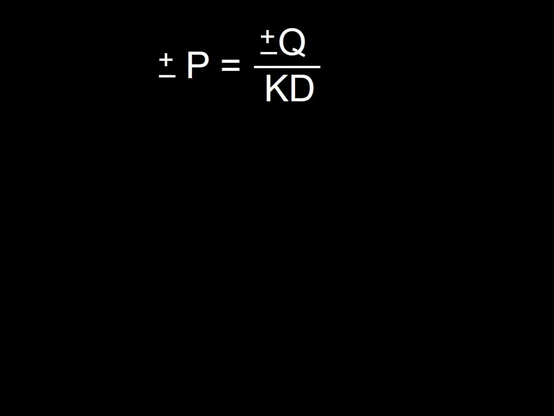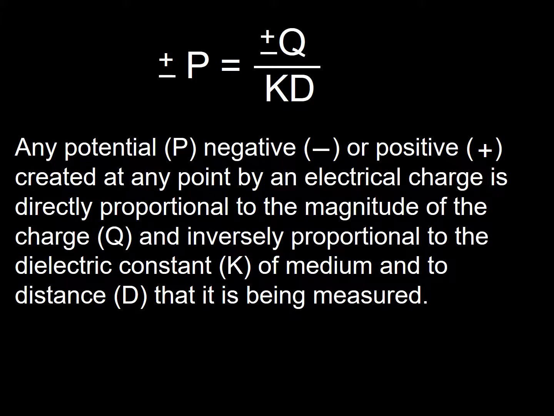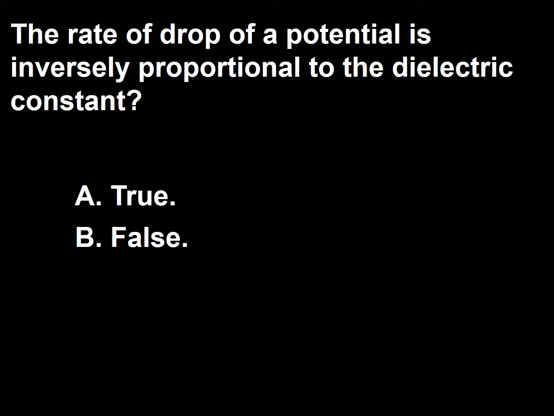This formula shows up frequently in neurophysiology books. It states that any potential, negative or positive, created at any point by an electrical charge is directly proportional to the magnitude of the charge and inversely proportional to the dielectric constant of the medium and to the distance from which it is being measured. So the answer to this question is true.